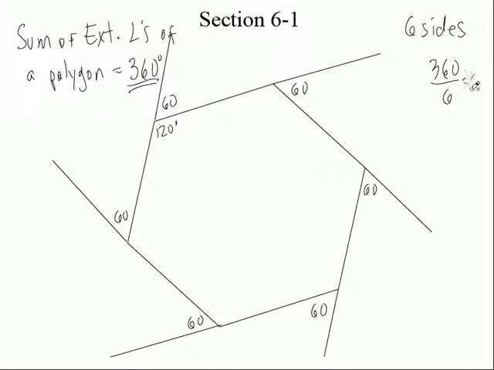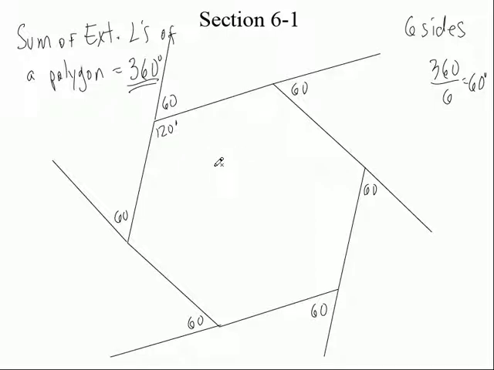360 divided by 6 is what? 60 degrees. That's the exterior angle. If the exterior angle is 60, what's the interior going to be? 120. Because look, the interior and the exterior are what to each other? What's the word? Come on, pay attention up here. They're supplementary, right? So if the exterior is 60, the interior is going to be a supplement, so 180 minus 60 is 120. You could do that with any number of sides that you wanted.